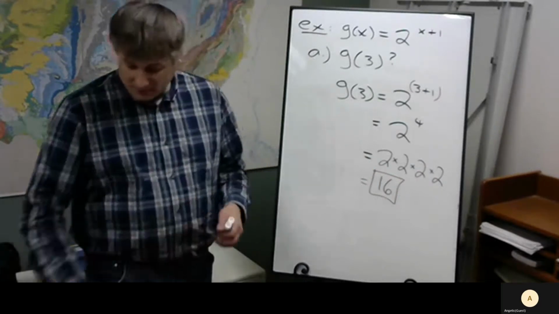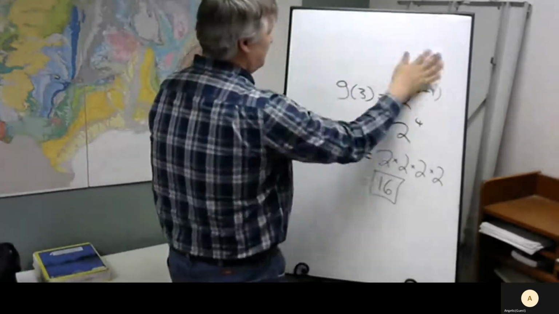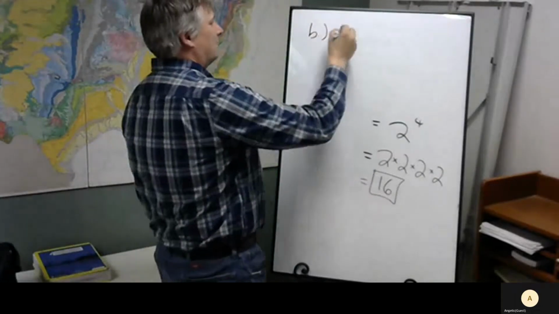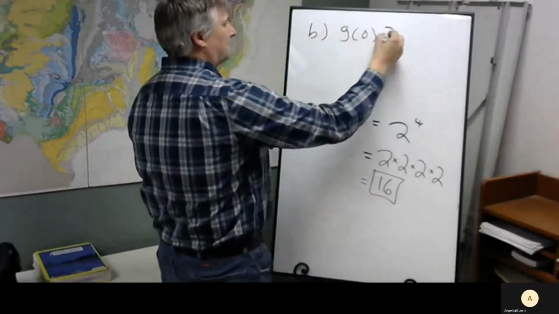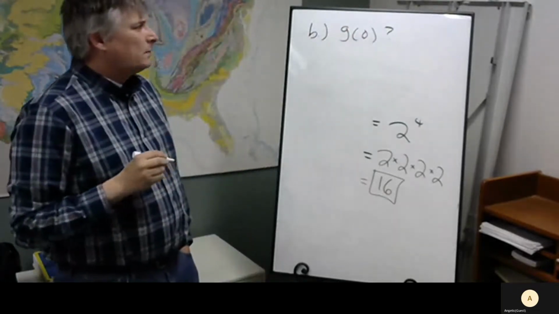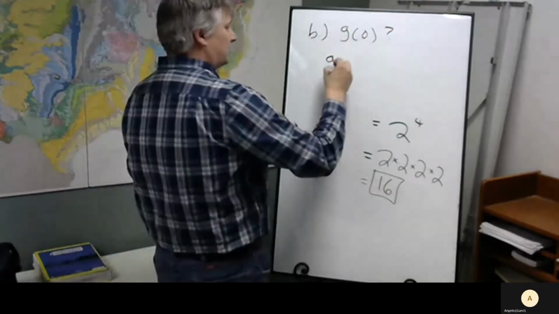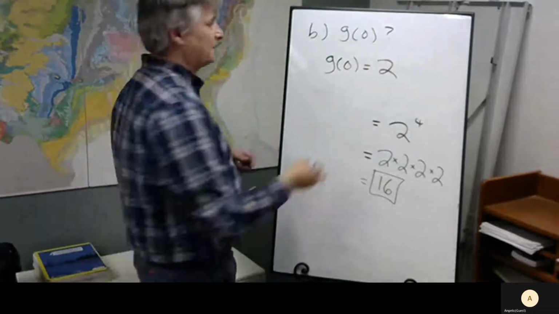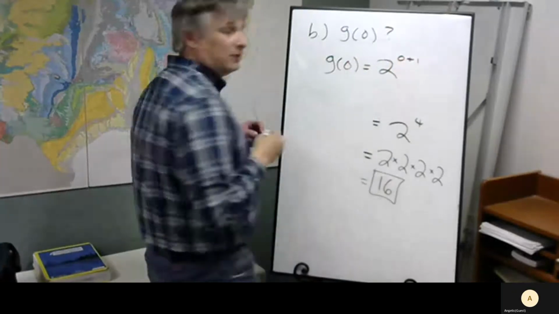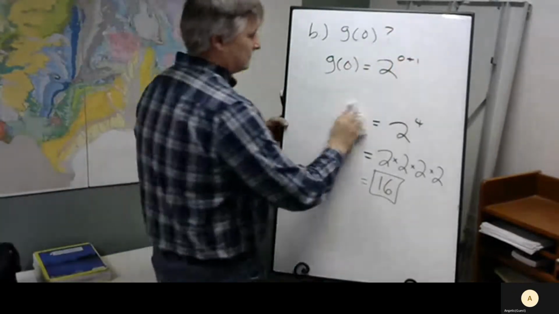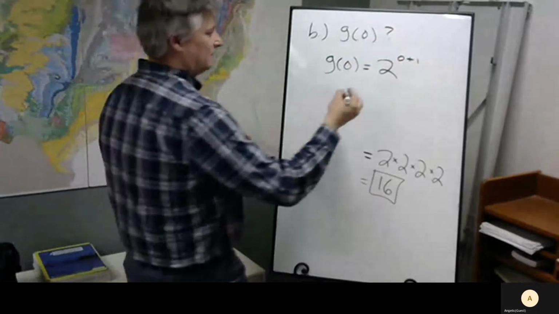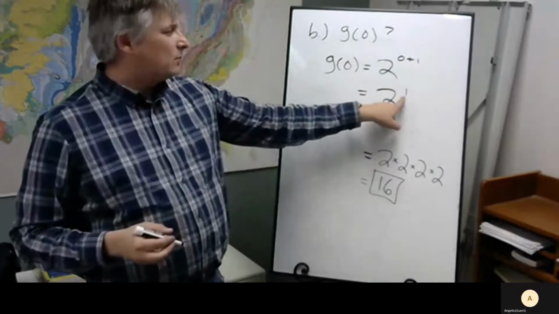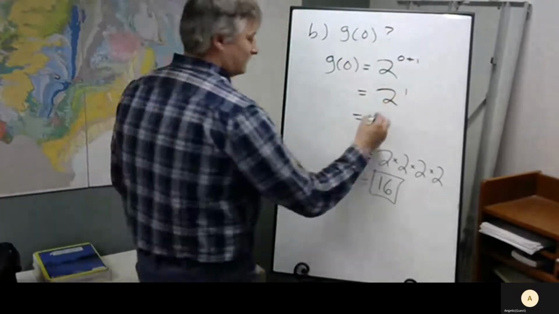We might be posed with a different question. Let's say we're asked to find g of 0. Well, for g of 0, again, you're going to replace all the x's with 0. So this will be 2 to the 0 plus 1, or 2 to the 1. And any number with an exponent of 1 is just that number. You'll get 2.